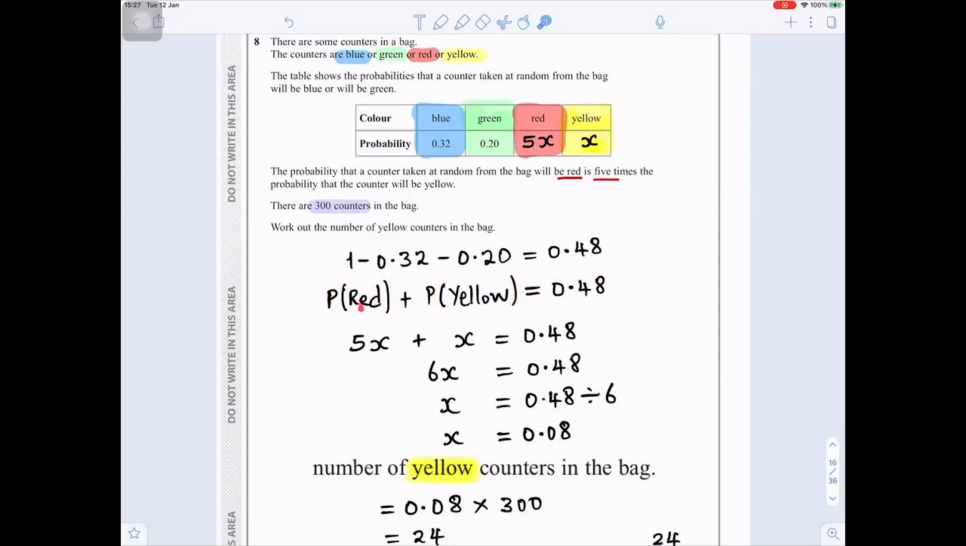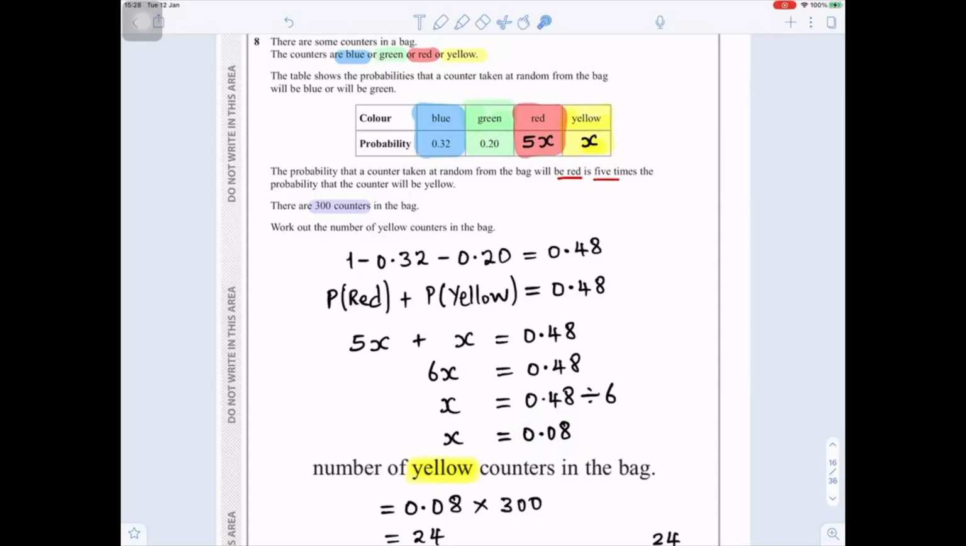But we know red is 5x because it's 5 times, and yellow is X, probability of yellow. So 5X plus X gives you 6X. So 6X equals 0.48. It's times 6. If you take it to the right-hand side, it becomes divided by 6. So X is 0.48 divided by 6. So X becomes 0.08.